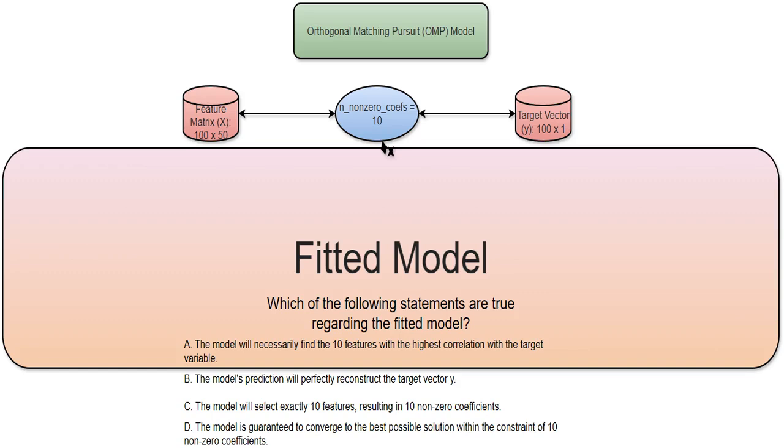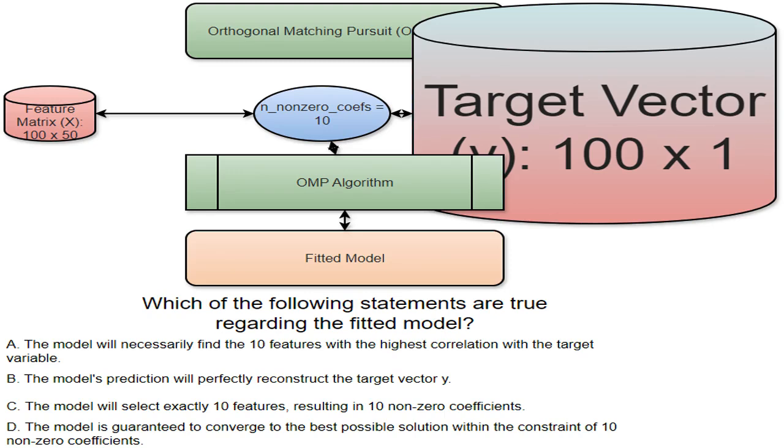This statement is true because of the _n_non_zero_cofs equals 10 parameter. The OMP algorithm, under this setting, is instructed to select exactly 10 features, which directly translates into having exactly 10 non-zero coefficients in the model. After OMP finishes running with the data and the _n_non_zero_cofs parameter set, the fitted model represents the result.